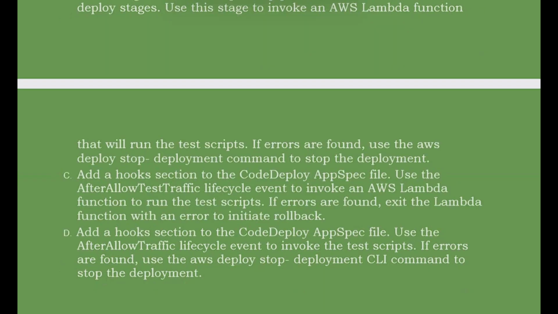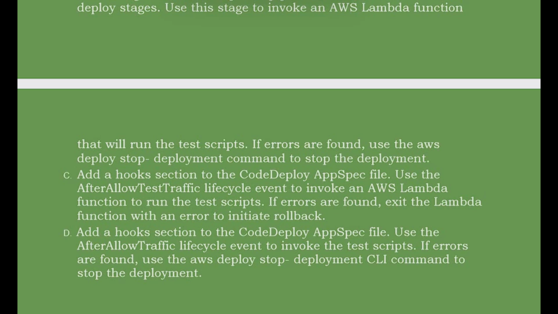Option C, add a hooks section to the CodeDeploy AppSpec file. Use the AfterAllowTestTraffic lifecycle event to invoke an AWS Lambda function to run the test scripts. If errors are found, exit the Lambda function with an error to initiate rollback.